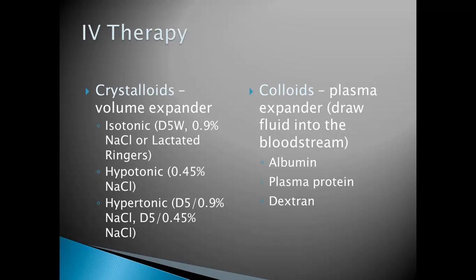Colloids are plasma expanders, that is, they draw fluid into the bloodstream. They include albumin, plasma proteins, dextran, and hetastarch.